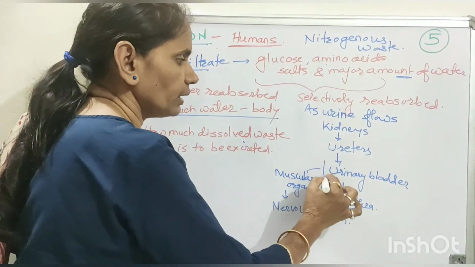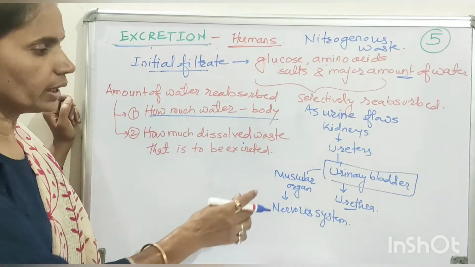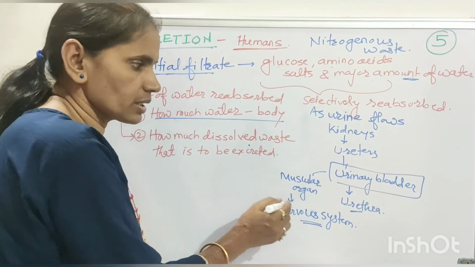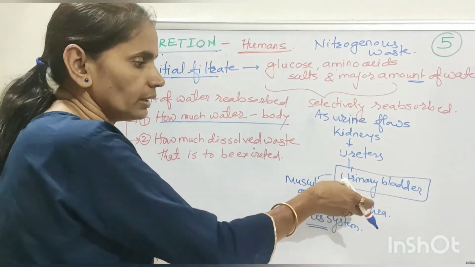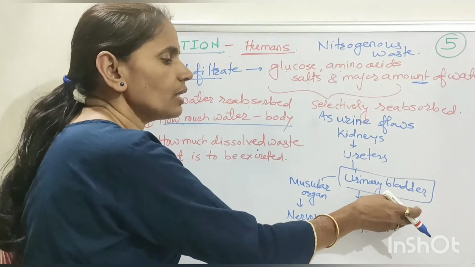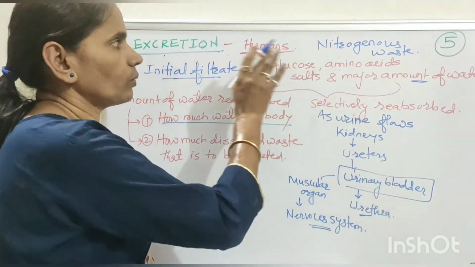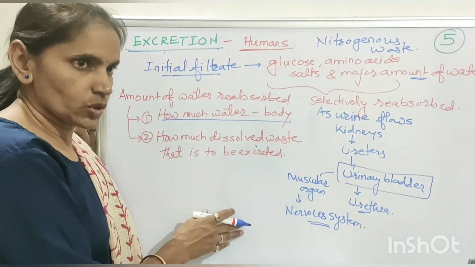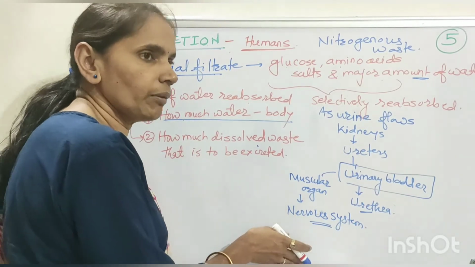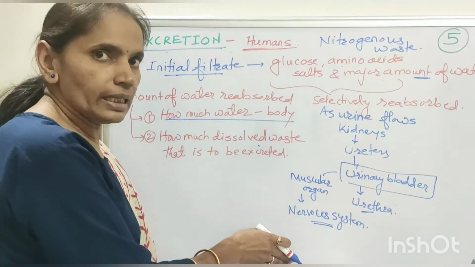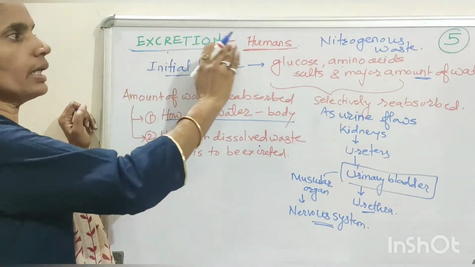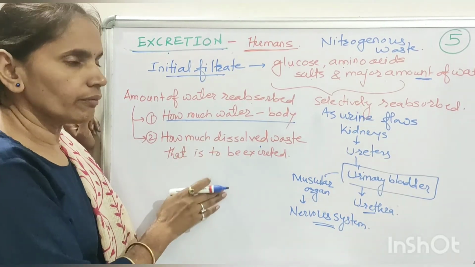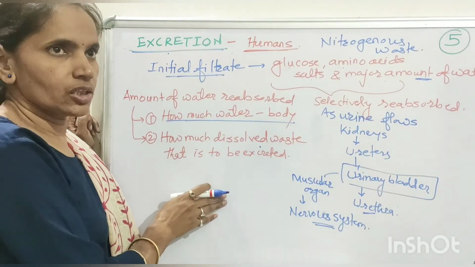Now one more thing is that the urinary bladder, as we know, is a muscular organ and it is under the control of the nervous system, and that is the reason why the release of urine from the urethra is properly controlled in normal human beings. So in this way, the nitrogenous waste products formed during the different metabolic activities are released in the process of excretion in human beings, and the different components of the excretory system have a key role in the overall excretion process.